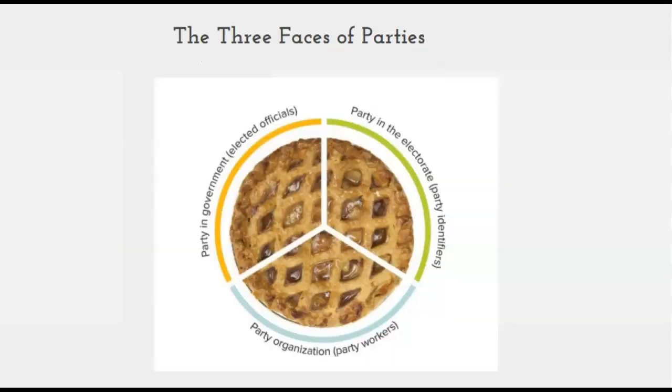There are said to be three faces of political parties. First, there's the party in government. This is made up of elected officials. Then the party in the electorate. These are party identifiers who vote. And lastly, party organization, which happen to be party workers, people who work and are employed by the political party.